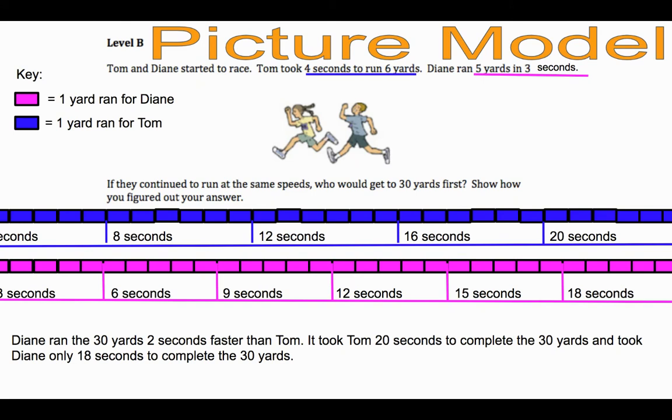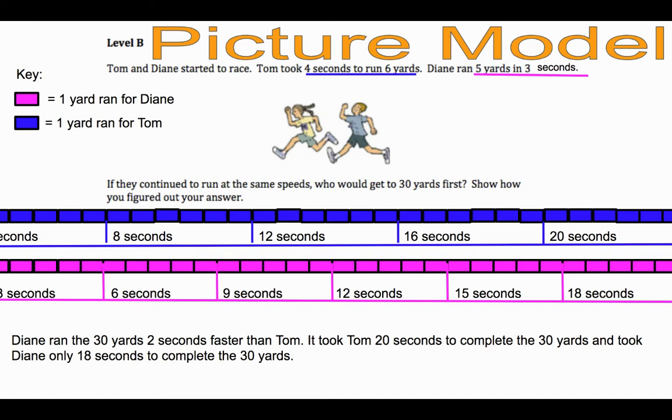So one of the ways that I teach rates at the beginning is I like to draw the pictures because it really shows the kids the breakdown. Where are we getting this time from? So give them a key showing that that little block there represents 1 yard for Diane if it's pink and 1 yard for Tom. And then in the end, you'll see that the lines are exactly the same size. So the kids will understand, okay, they're running the same distance. Now we just got to focus on the time.